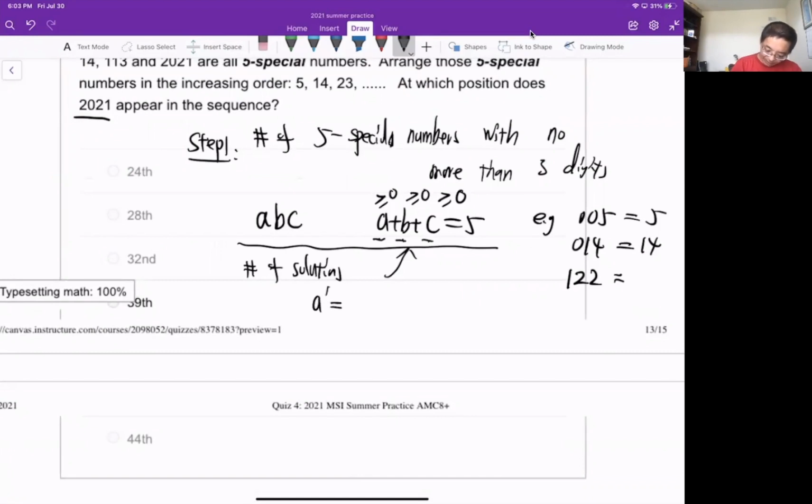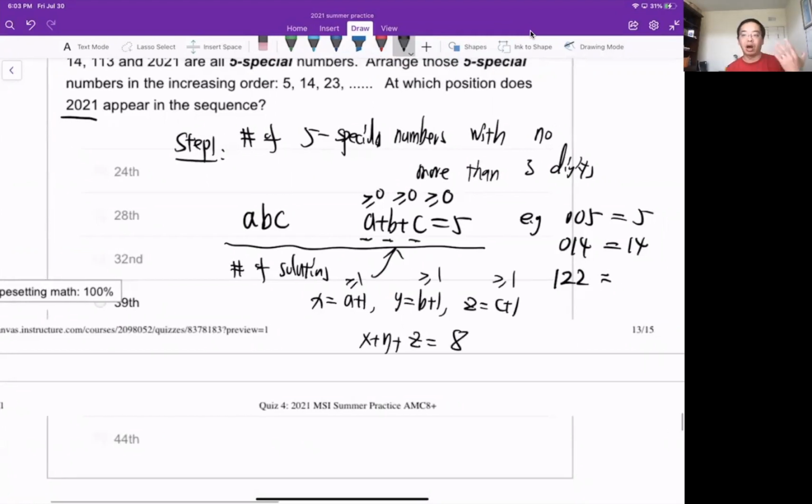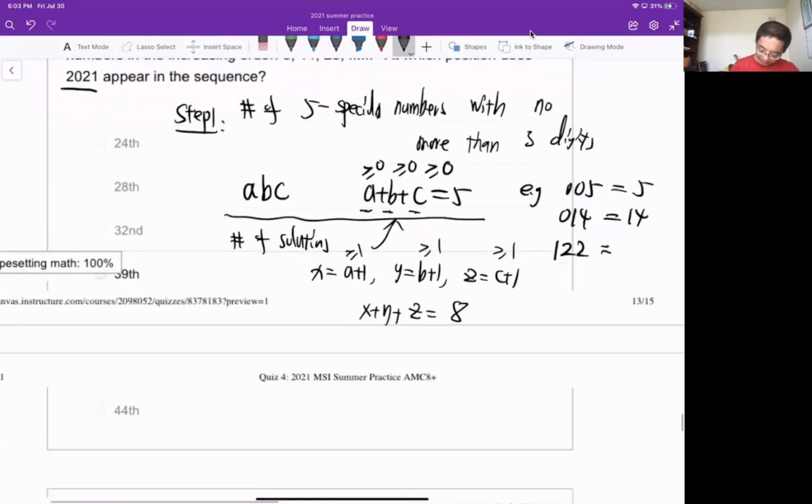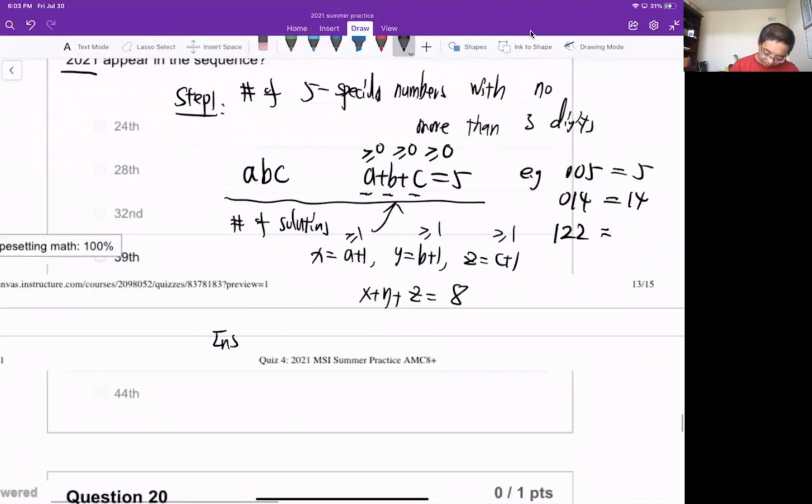So let X equals A plus 1, Y equals B plus 1, and Z equals C plus 1. Now, why do we do that? Because after I add 1, they all become positive integers with X plus Y plus Z equals 8. Then we have a common trick to find the number of solutions, the insertion method, or what we call the balls and bars insertion.